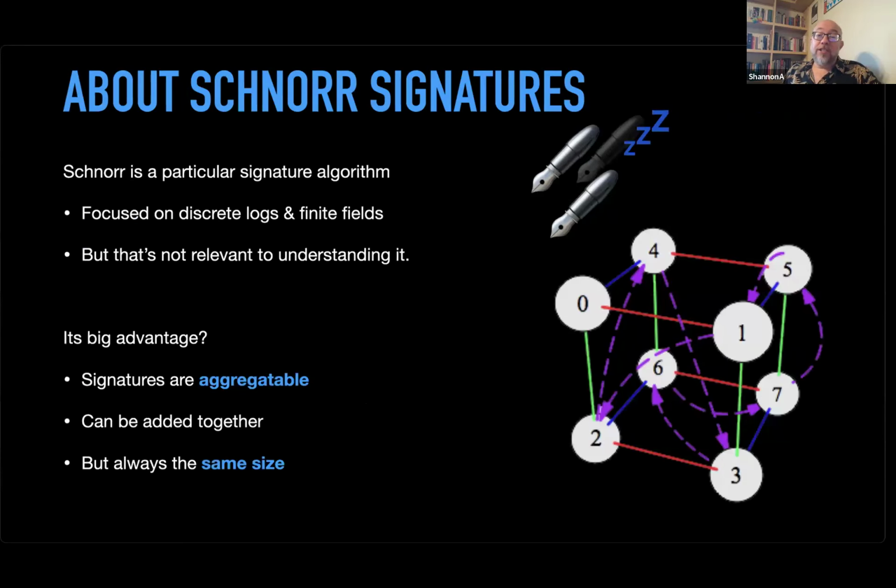Okay, so Schnorr. It's a particular signing algorithm. It's got a different foundation than some traditional signatures like RSA, ECDSA, but I'm not going to get into that. What's important to know are the advantages of Schnorr signatures, and the big one is that they're aggregatable. You can add together my signature and your signature for a multi-sig, and what you get out of it is totally indistinguishable from a single signature, which also means that it's the same size as a single signature.